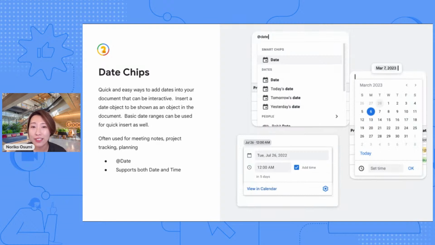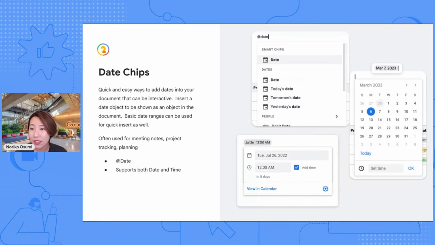Okay, the next one to work through is date chips. Date chips are a quick and easy way for you to add dates directly into your documents. These dates can be interactive, so you can check or change the dates as needed. And you can also do basic date ranges.